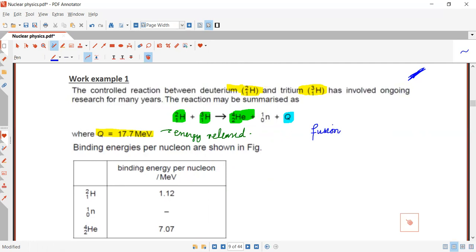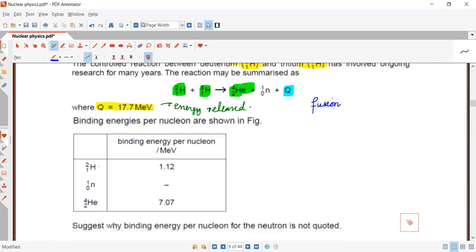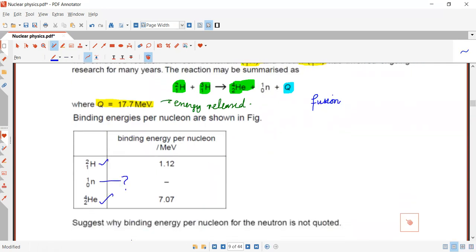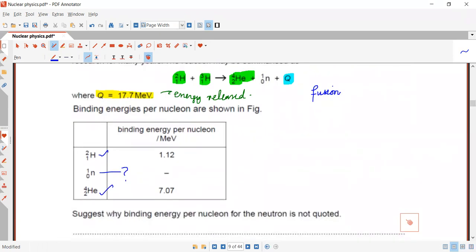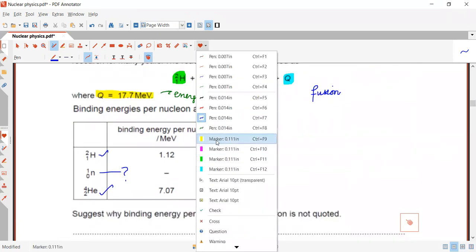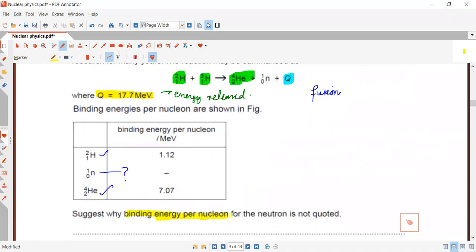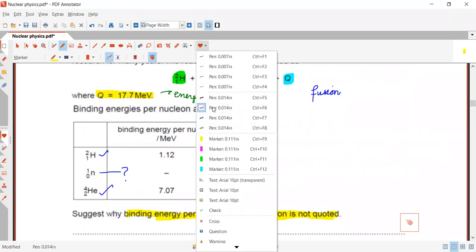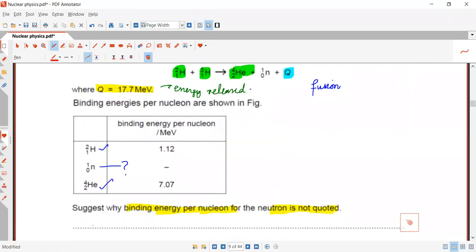Now binding energy per nucleon for hydrogen is given, helium is given, but for neutron it is not given. So that's what the examiner asks as well: suggest why the binding energy per nucleon for the neutron is not quoted. I've already told you in the previous lecture that the binding energy for a single nucleon is not defined. So you'll be saying neutron is a single nucleon.